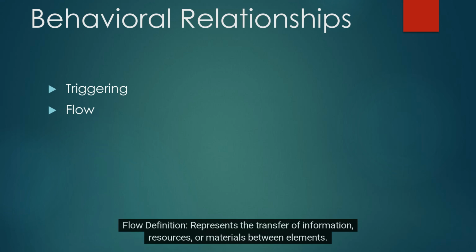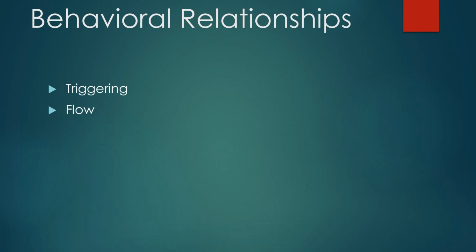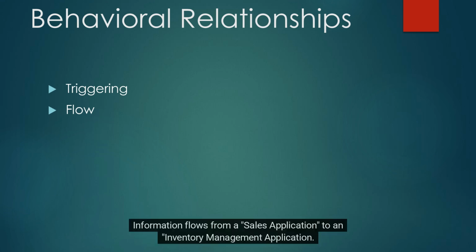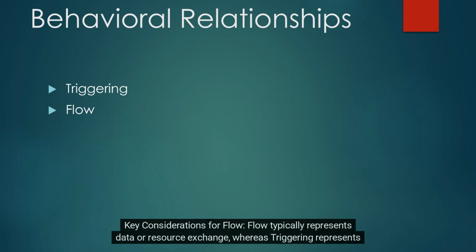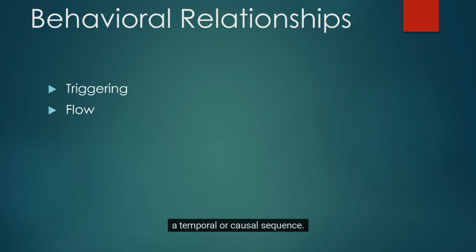Flow definition: represents the transfer of information, resources, or materials between elements. Flow example: information flows from a sales application to an inventory management application. Key considerations for flow: flow typically represents data or resource exchange, whereas triggering represents a temporal or causal sequence.